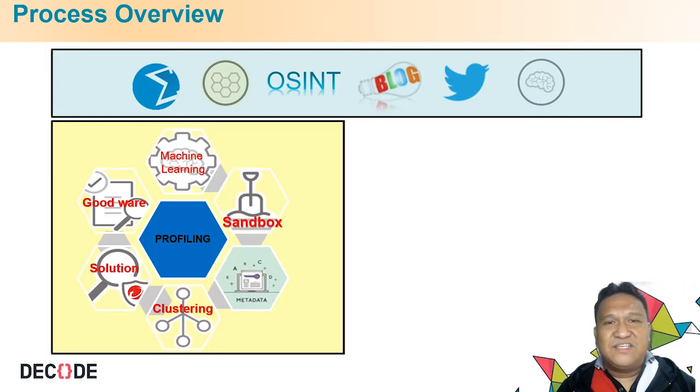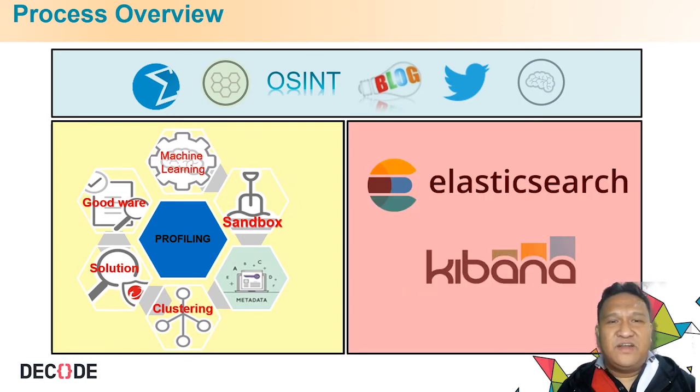All of the collected hashes are then submitted to our system and go through a series of modules that create a profile or identity for a given hash. Modules include sandbox, metadata extraction, clustering, Trend Micro solution, goodware check, and machine learning modules, which I will be explaining in more detail later in our slides. All of our collected data are then sent to our database. We are currently using Elasticsearch on our backend and Kibana as our user interface.